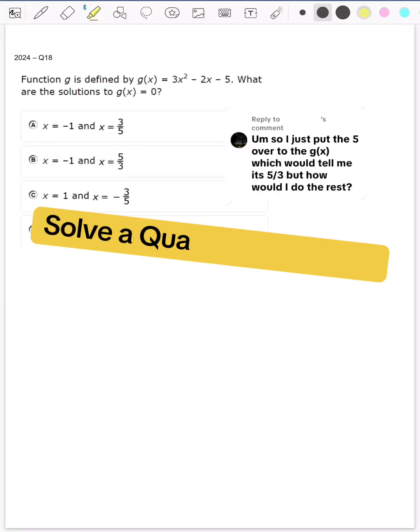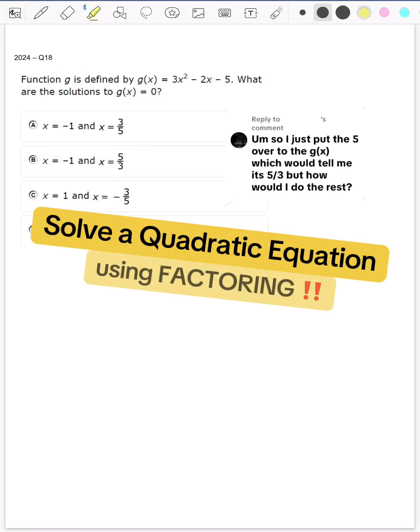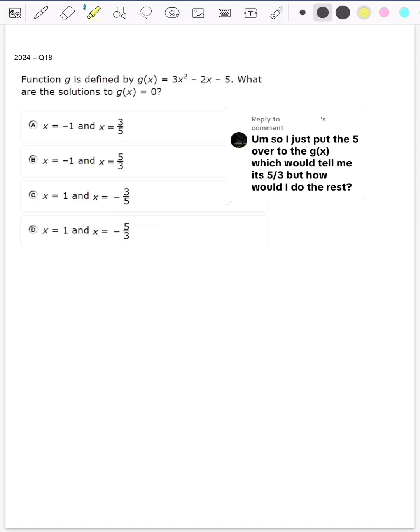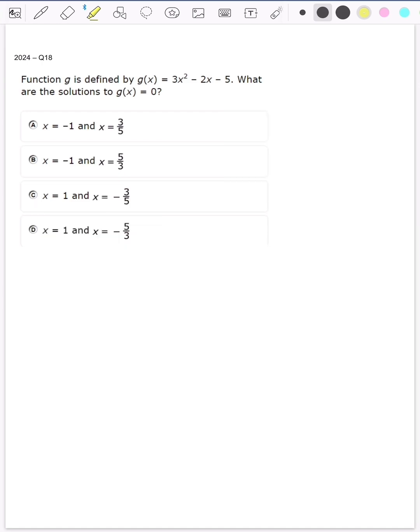In this video, I will be showing you how to solve a quadratic function using factoring. This question is number 18 from the 2024 STAR. It says that function g is defined by g of x equals 3x² minus 2x minus 5. What are the solutions to g of x equals 0? Since I want the solution to this, I'm going to make this equal to 0.